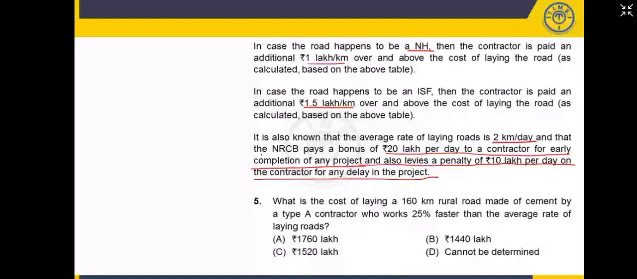One problem, you'll understand it clearly. See, question number 5, read all of you.